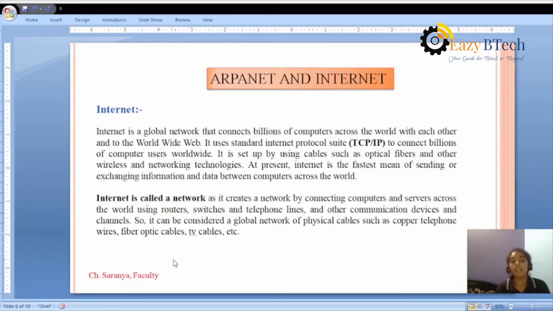The internet is also called a network of networks as it creates a network by connecting computers and servers across the world using routers, switches, telephone lines and other communication devices. These are the network hardware. By using this network hardware, we connect different types of computers and servers across the world to make the internet. It can be considered a global network of physical cables such as copper telephone wires, fiber optic cables, TV cables, etc.